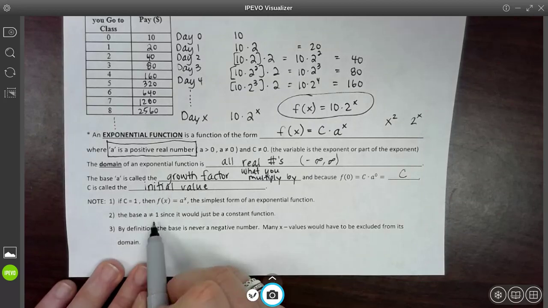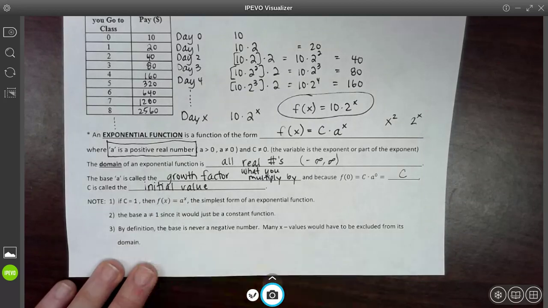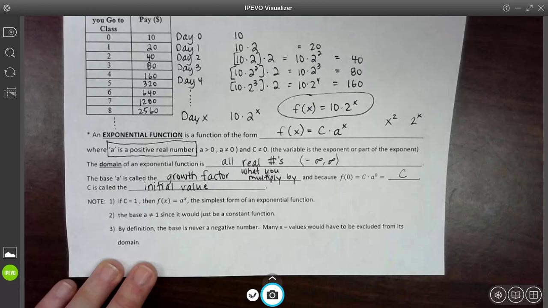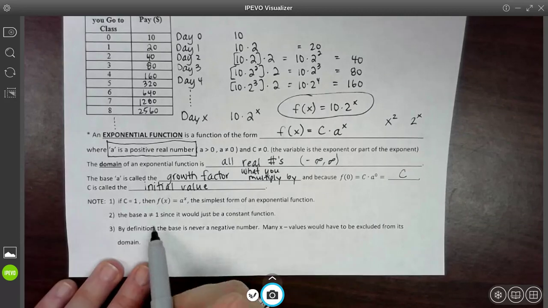The base is not allowed to equal 1 because if the base of your exponential function was 1, 1 to any power is always going to be 1. So it wouldn't be showing any growth. So that's not an exponential function if it's not showing any growth, any increasing, or any decreasing. So the base can't be 1 because it doesn't show any difference.